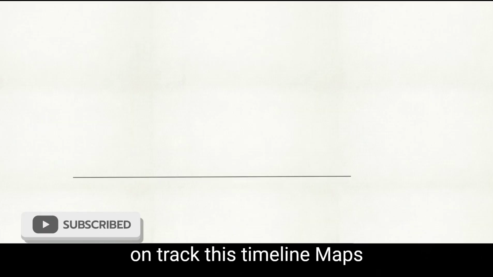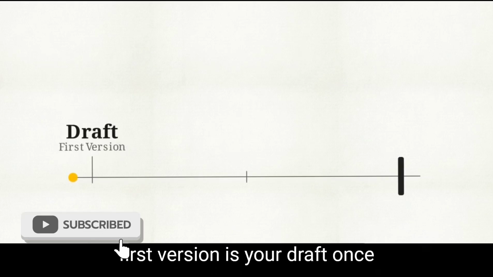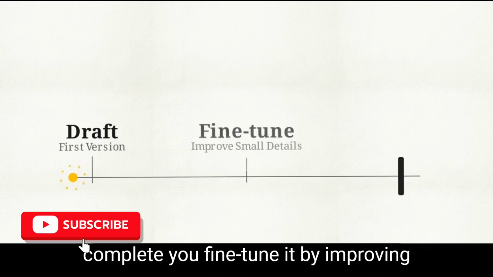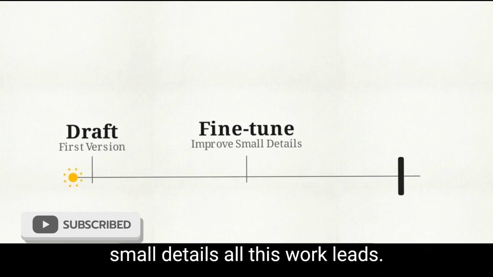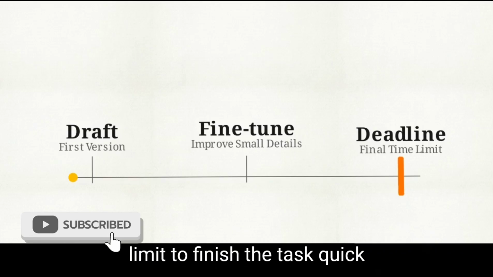This timeline maps out how to describe deliverables. Your first version is your draft. Once complete, you fine-tune it by improving small details. All this work leads to the deadline, the absolute final time limit to finish the task.